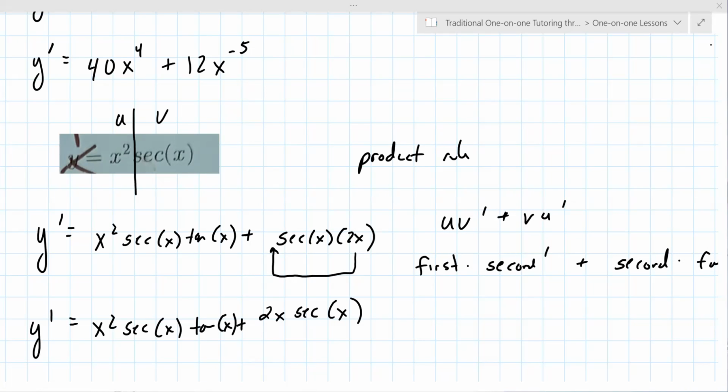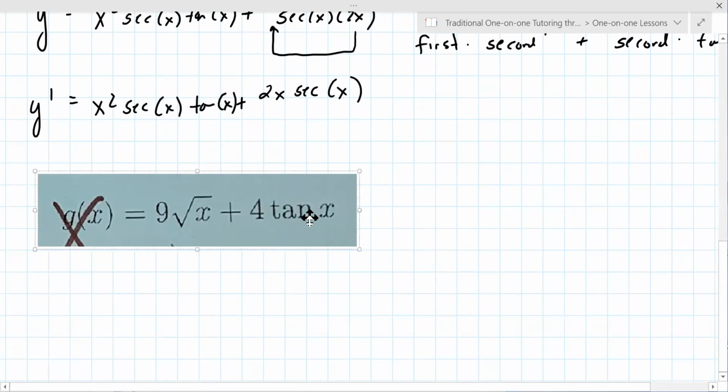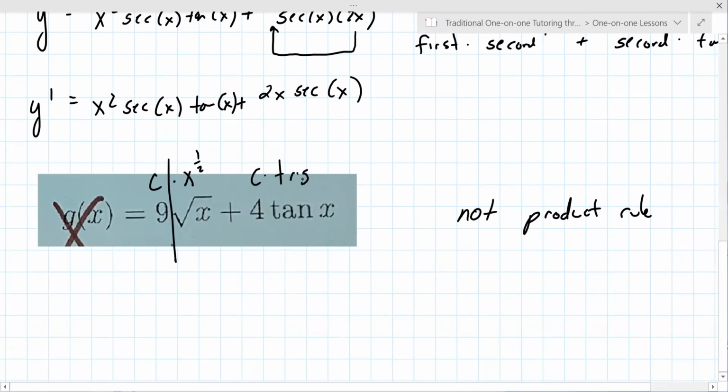Okay, so that's product rule. I'm doing these in the order that I would want you to do them in, as a student that's trying to get this down. So I'm going to move to this one next to make it clear that this one is not product rule. Okay. This is not product rule. Because even if you break it right here, it's a constant times x to the 1/2. And this is a constant times a trig function.